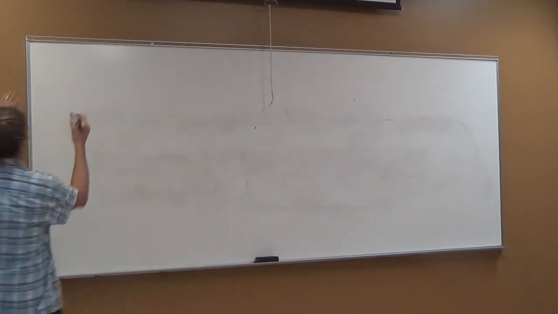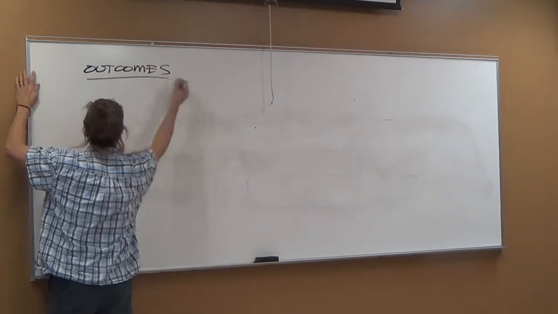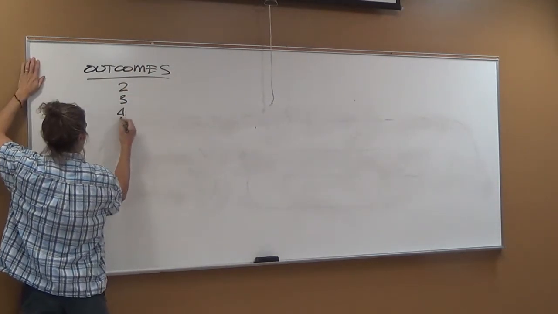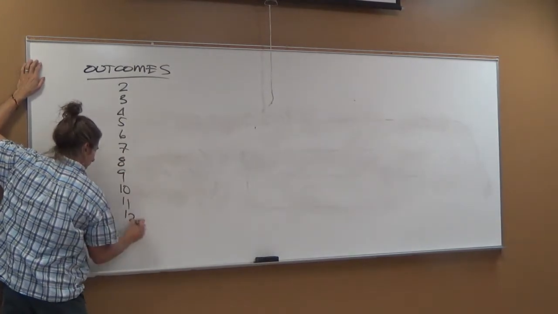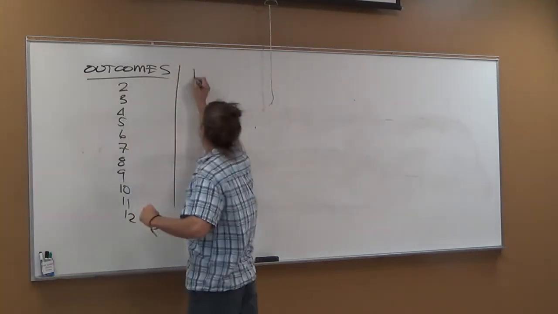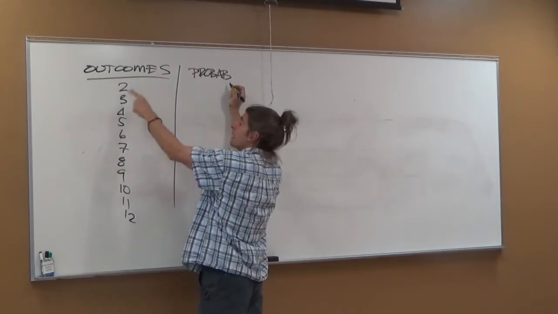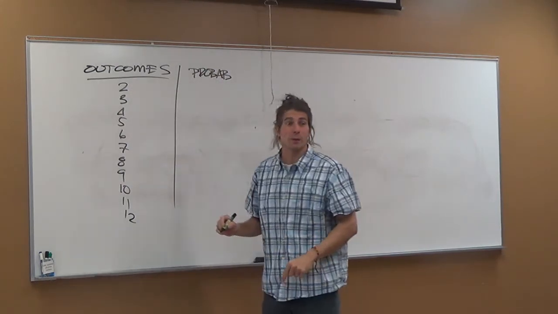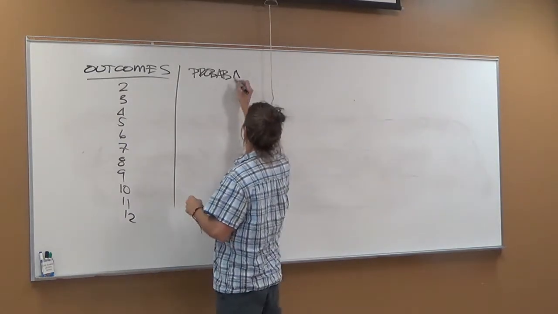Let's go back to the outcomes, which are still 2, 3, 4, 5, 6, 7, 8, all the way down. Let's try to jump right to the probability column, which is going to be how many ways can we get that over how many ways can we roll the dice? That's the first thing we have to figure out, I think. Probability.